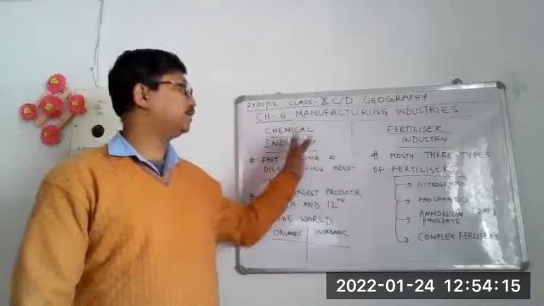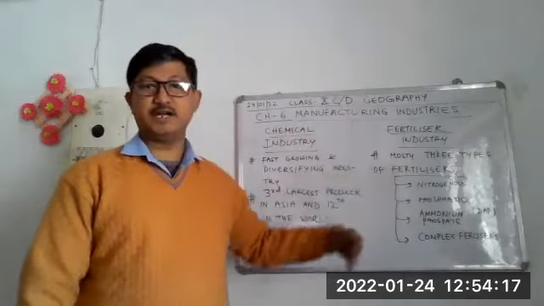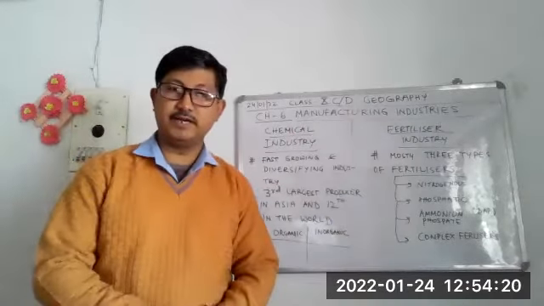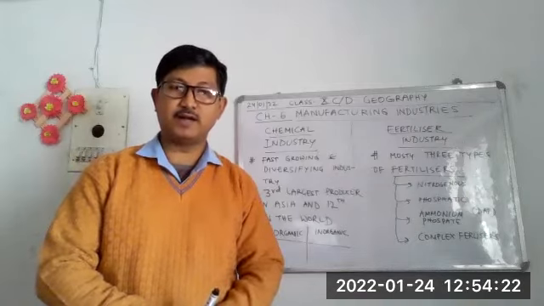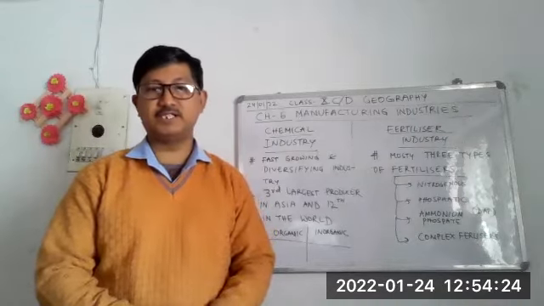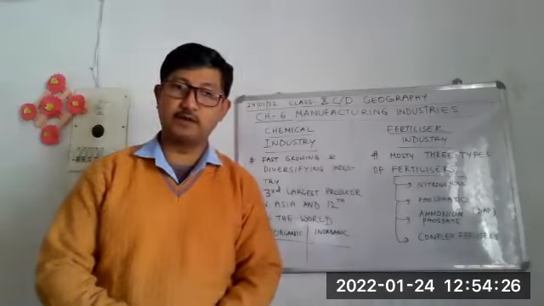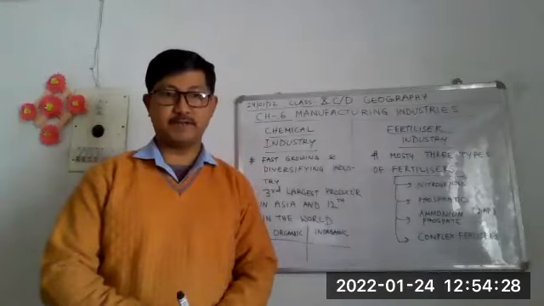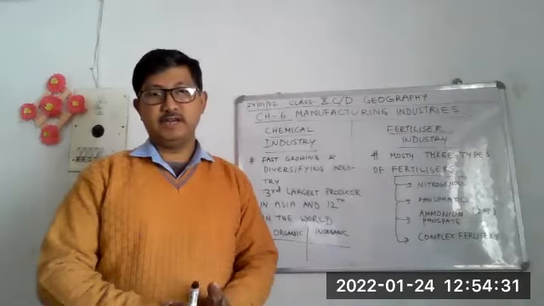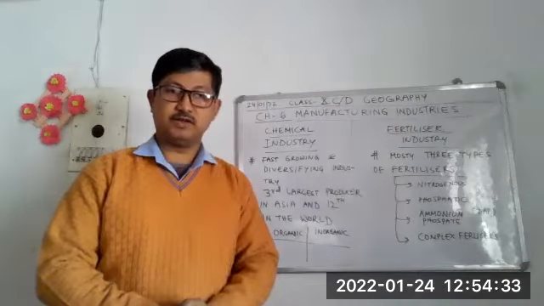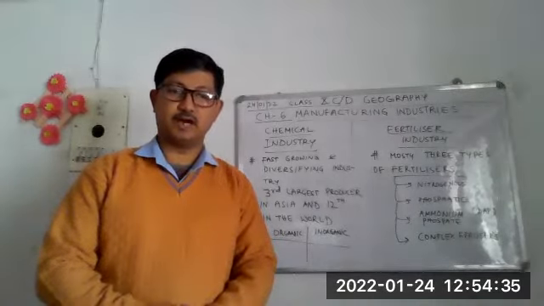So chemical industry and fertilizer industry are decentralized. It means that they are spread in different parts of the country, and it is not necessary to locate them closer to the availability of raw material site. So with a very small amount of chemicals also we can start the industry.